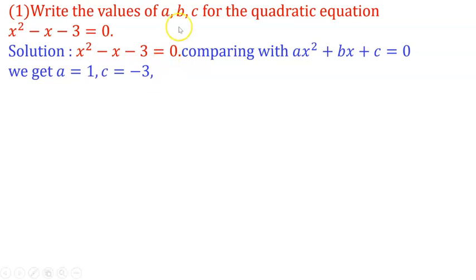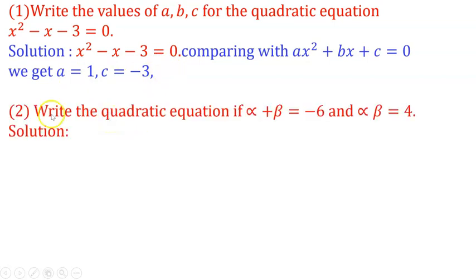I forgot to write the value of b. But what is the value of b? b is equal to minus 1. Actually here we only have to write two values, but a, b, c has been written above. Okay, we want to find out only the two values. The value of a is 1 and c is minus 3. We need only these two values.